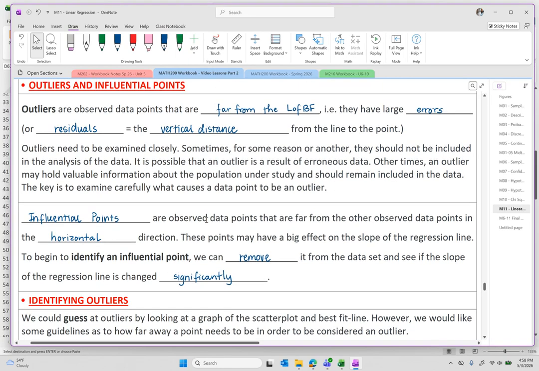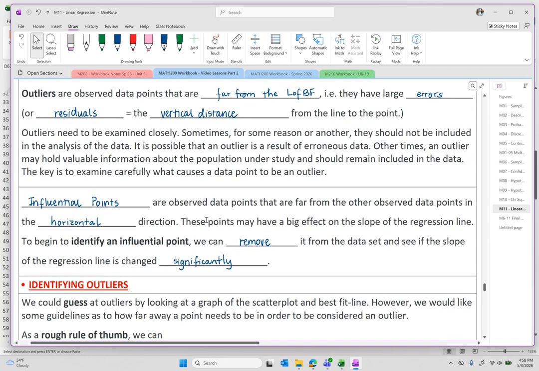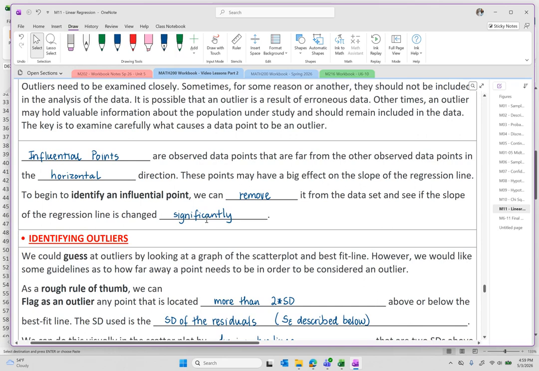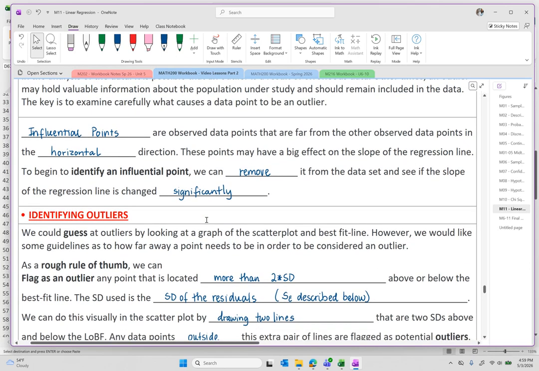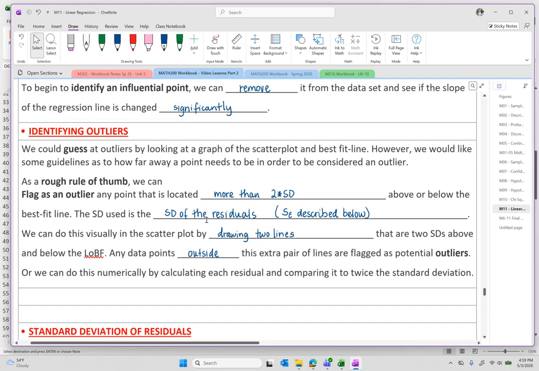There is another kind of unusual points. They are called influential points. They are observed data points that are far from the other observed data points in the horizontal direction. That means in terms of the x value. These points may have a big effect on the slope of the regression line. To begin to identify an influential point, we can remove it from the data set and see if the slope of the regression line is changed significantly.